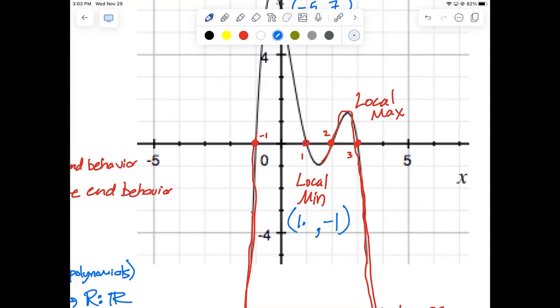1.5? I'll go with that. 1.5. So 1.5 comma 1. And then this local max over here, this one we have to approximate both of them. Ooh, gross. What's the approximate x value? 2.6. I'm going to say 2.5. If you want to say 2.6, have at it. And then what's the approximate y value?